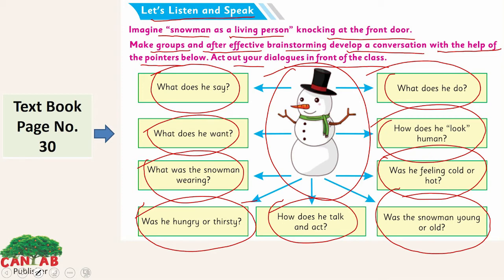We have discussed and learned the concept of personification. We use personification in which we give human characteristics to any non-living thing or object. Here the snowman is an object, a non-living thing. But you have to act like he is a living person. You have to imagine, because in the real world, this is not possible.